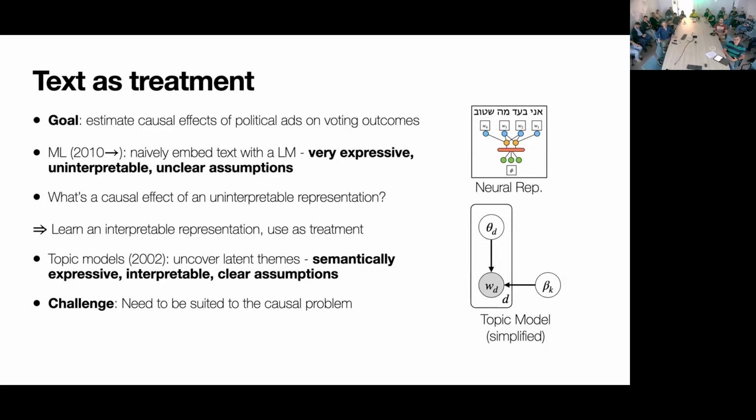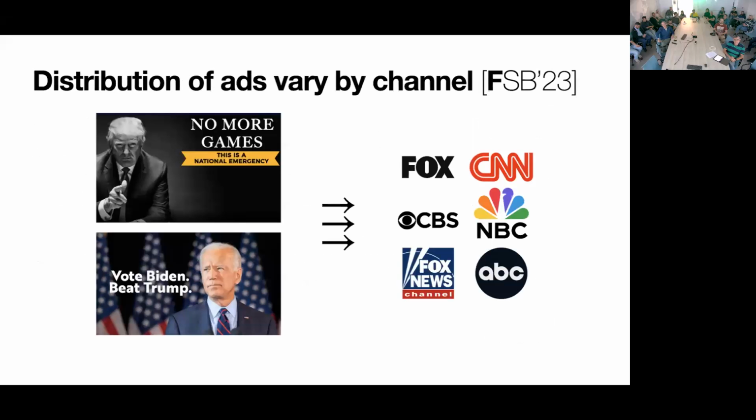But the challenge for these types of models is that they need to be suited to the causal problem, right? It's not like any problem could fit this simplified causal problem. And one of the projects that we're working on now is exactly that. It's trying to suit the model to the causal problem. So what we get to see in the world with these ads is that they're not identically distributed across channels, right? The distribution of ads on Fox News is surely very different in terms of what they get to see compared to what CNN gets, right?